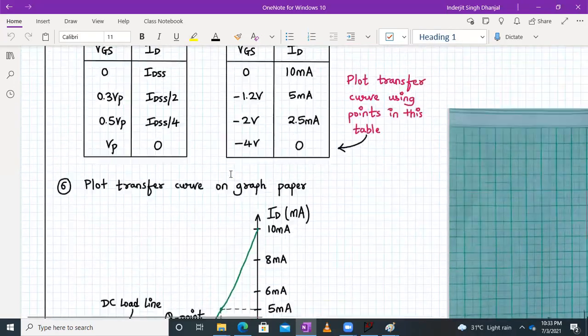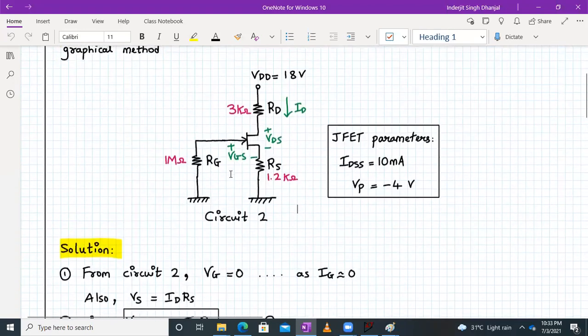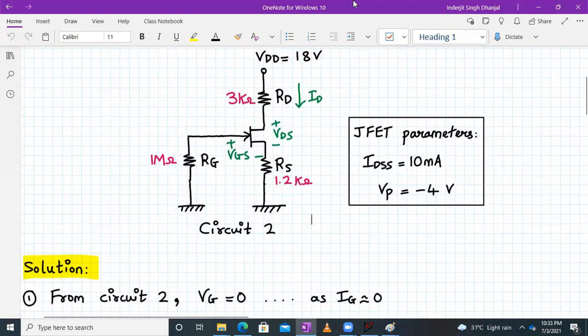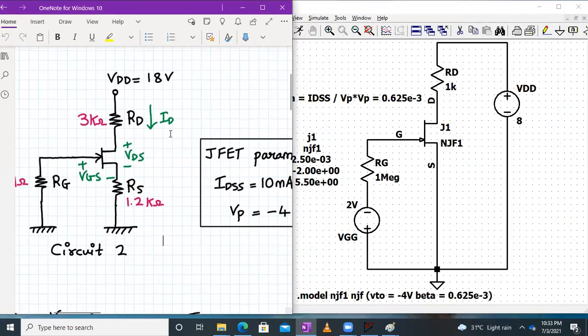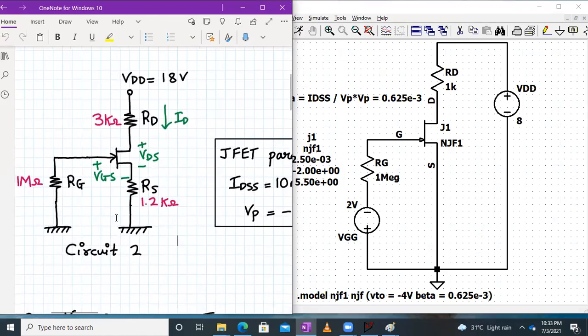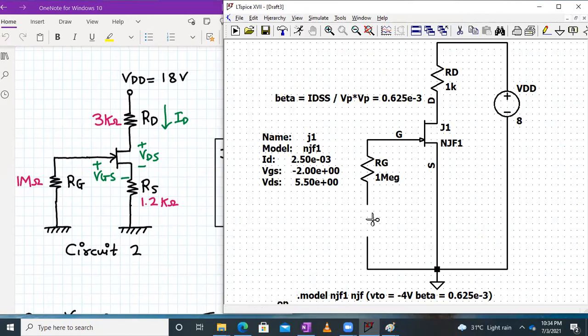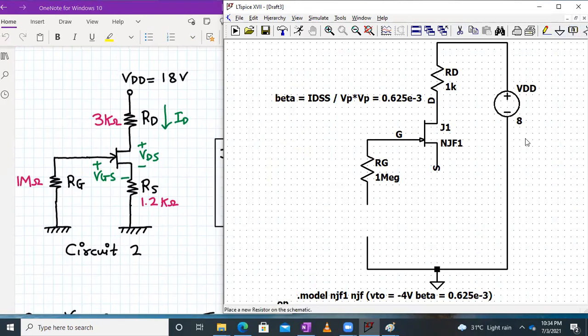Fine. Now let us check this using LTSpice. Let us simulate the circuit in LTSpice and check what values we get. The only change over here is the addition of RS and removal of VGG, so that is very easy. We'll remove this VGG, delete this wire, and add a resistor over here. So this will easily become my self-biasing circuit just by making these two changes.